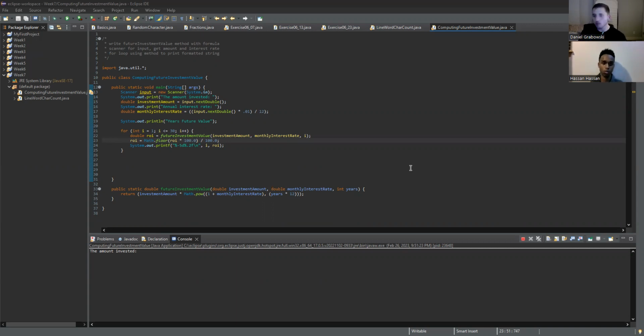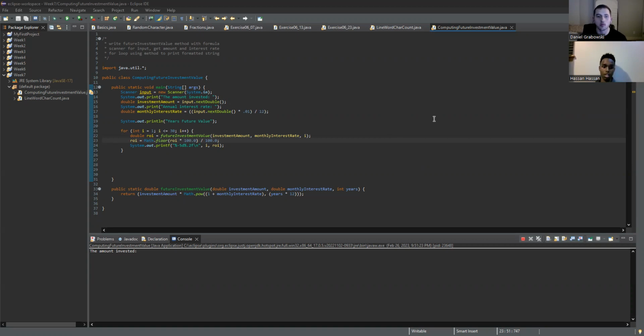For this project, we wrote a method that takes three parameters. It presents the value of an investment, and the annual rate, and the number of years, and how long the investment will be held for. We wrote a method that computes future investment value at given rates for a specific number of years.